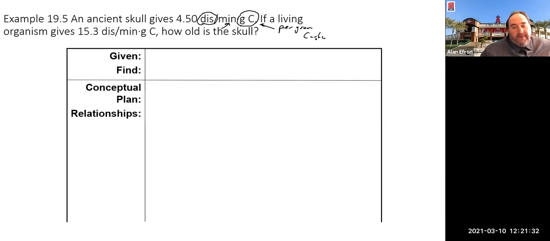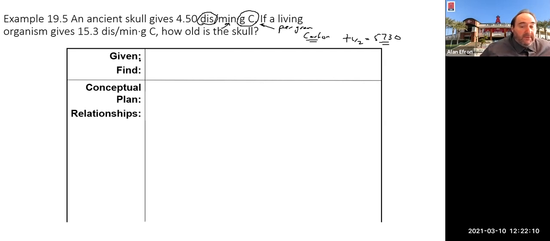And why would that be important? Well, that would be important because we are now talking about carbon here. And we would want to use the half-life for carbon, which is 5730, which we just saw on that previous slide there. Sometimes people see the C and automatically think Celsius, but it is per gram of carbon. And again, that's why we would know we should be using carbon's half-life. If a living organism has 15.3 disintegrations per minute per gram of carbon, how old is the skull?